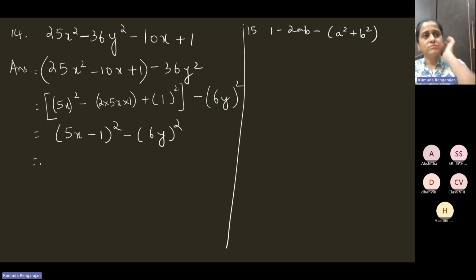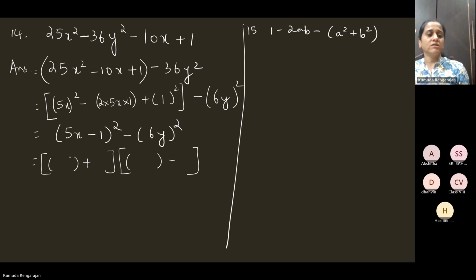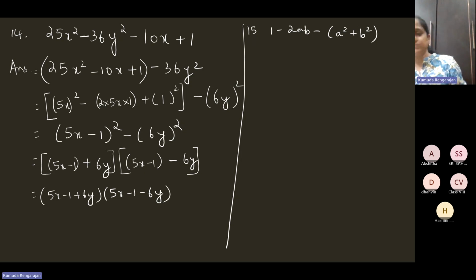Now this is of the form a squared minus b squared, which is a plus b into a minus b. So a is what? 5x, plus b, 6y, a is 5x, minus b. Correct. Now 5x minus 1 plus 6y into 5x minus 1 minus 6y. Okay.